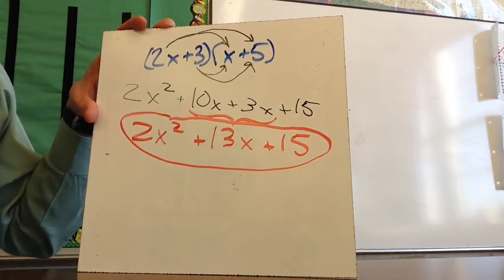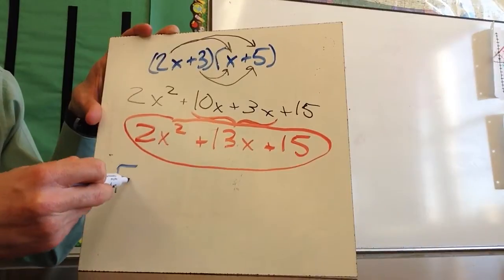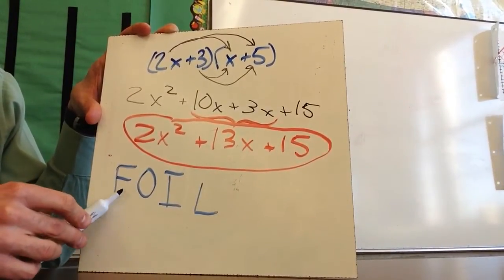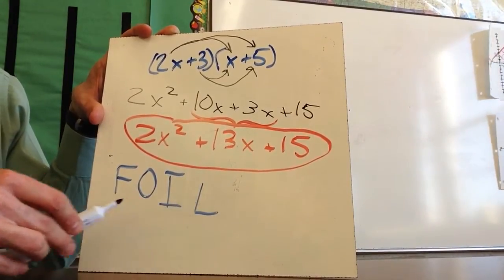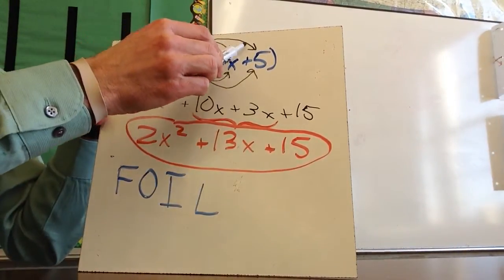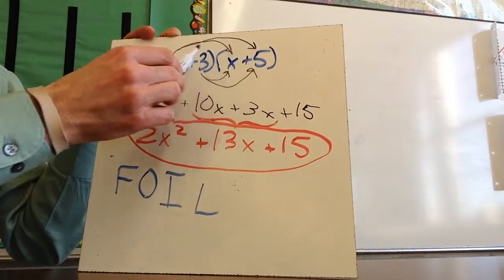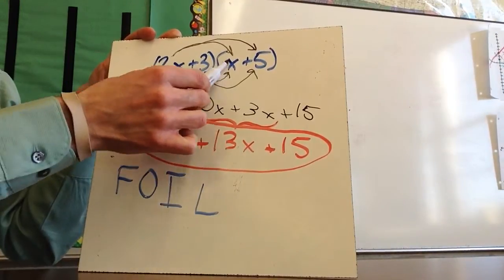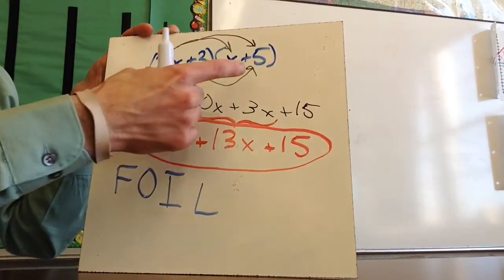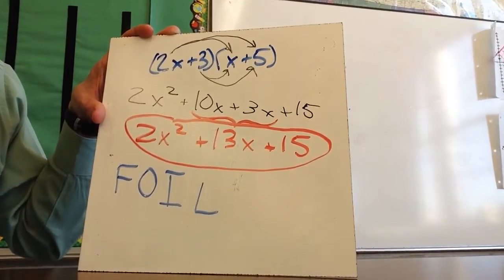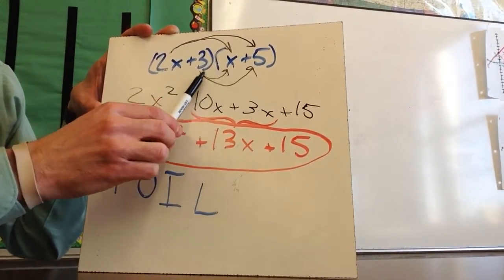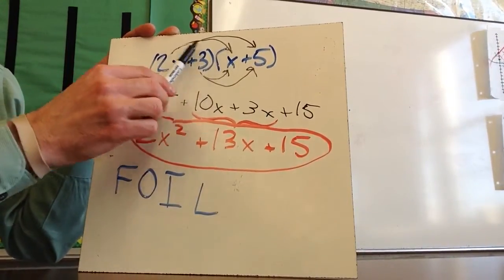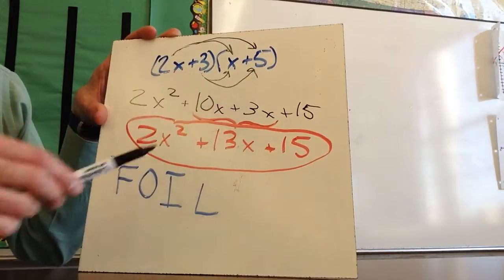Now, you will see this often called FOIL, right? And what this means is first, outer, inner, last. The idea is that I go first, so the first terms, 2x and x, are the F of the FOIL. Then the outer, so I'm taking the two outer terms, that's the 2x and the 5. Then the inner, which is the 3 and the x. And then the last terms, which are the 3 and the 5. So it's first, outer, inner, last.